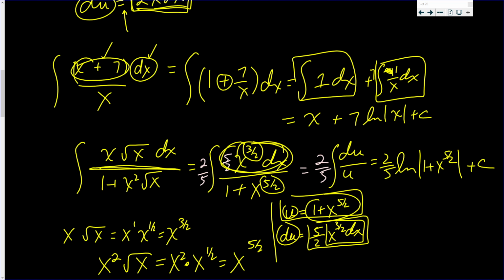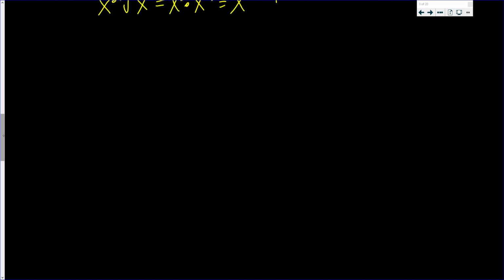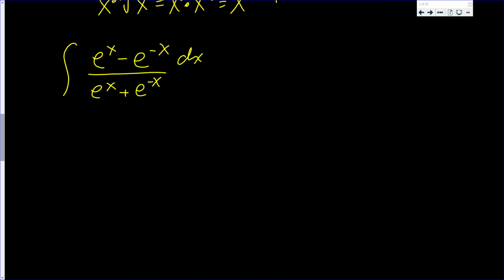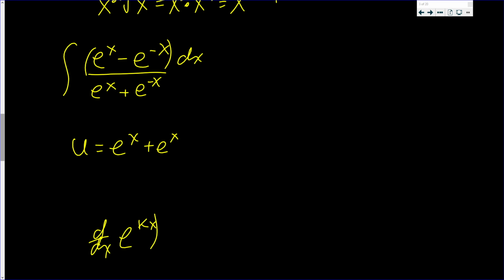Let us try one more integral. Suppose you have this integral: the integral of e to the x minus e to the negative x all over e to the x plus e to the negative x dx. Well, if you let u equal the denominator, just remember the derivative of e to the kx. The derivative of e to any power is e to that same power, times the derivative of the power, where k is just a constant.